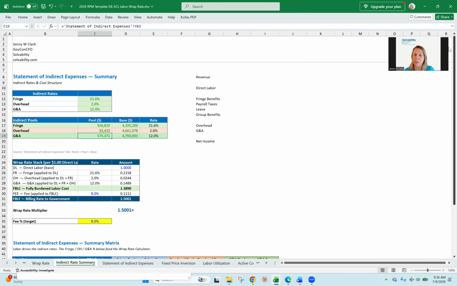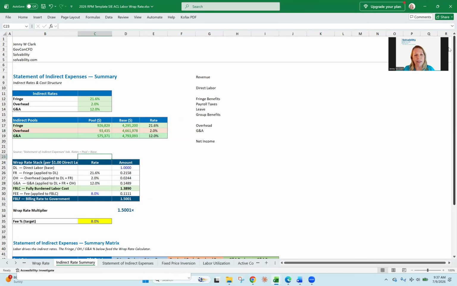G&A of corporate expense in this example is $573,000. That's the people that are working in the G&A area, the fringe applied to those employees. And then the cost of other G&A or corporate expenses: bank charges, legal fees, professional services, accounting software. And that's coming to a rate of 12%.